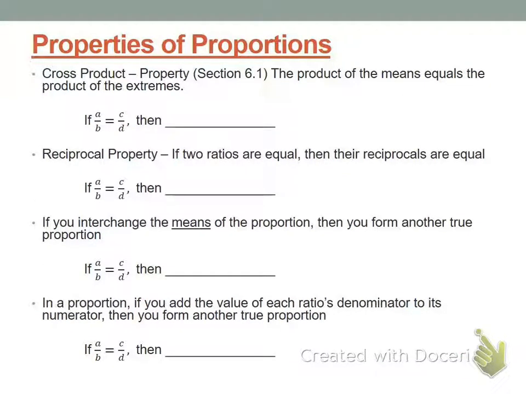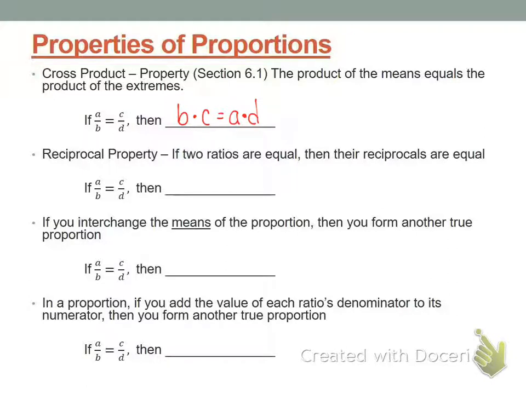Properties of proportions. The cross product property we've already talked about. The product of the means equals the product of the extremes. So in this case, what are the means for this first proportion? Good. So b times c is equal to, what are my extremes? A times D. Okay, we've already talked about that one.